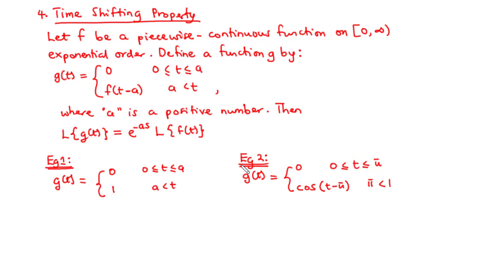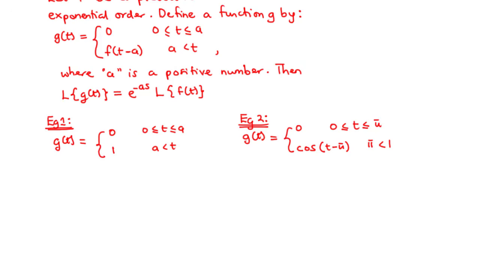So we have two examples here. Let's try to solve the examples so that we can understand this property. For example 1, we have g of t equals 0, where 0 is less than or equal to t, less than or equal to a, and then 1 when a is less than t. The first thing we need to do is to locate the function without the delay. The function without the delay here is 1. So we have f of t equals 1.